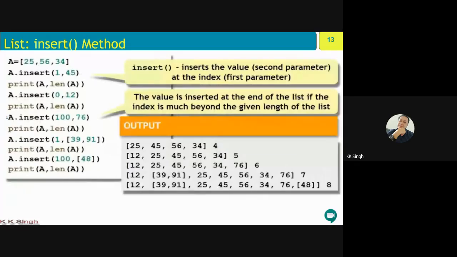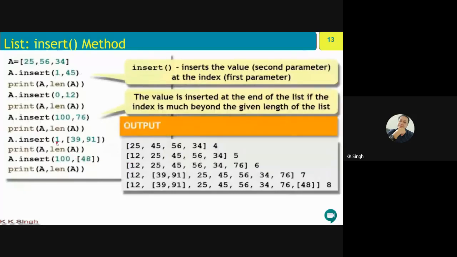Now observe, index 100 is not available. So it will be inserted at the end of the list. Since index 100 is not available, 76 will be inserted in the last here. And when you print it, it will print likewise and gives the length 6.